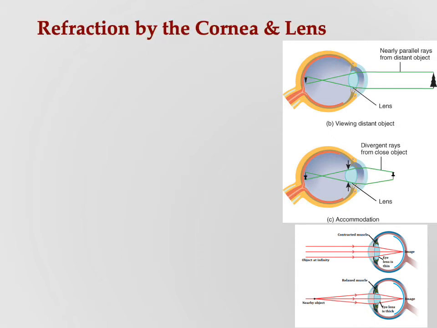Let's continue with our examination of vision. Let's talk about what exactly happens. I've mentioned several times that the cornea does most of the focusing of light and the lens does the rest. Let's look and see how that happens. So light waves have to be refracted or bent to focus on the retina.